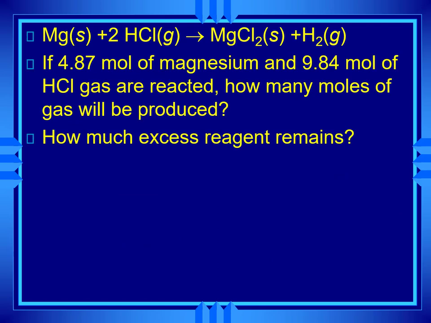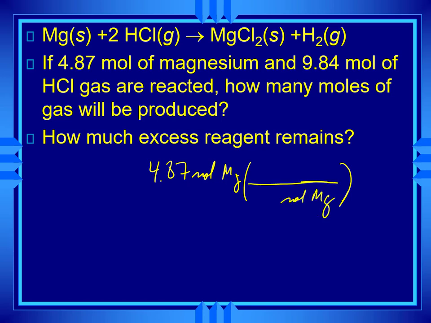And how much excess remains? Well, I just said I ran out of the magnesium, so once it's a limiting reagent, I always want to start with that because it controls this reaction. So I'm going to start with the 4.87 moles of magnesium. Get rid of moles of magnesium. Change it to moles of the other reactant, which was HCl. That was a 2 and a 1.